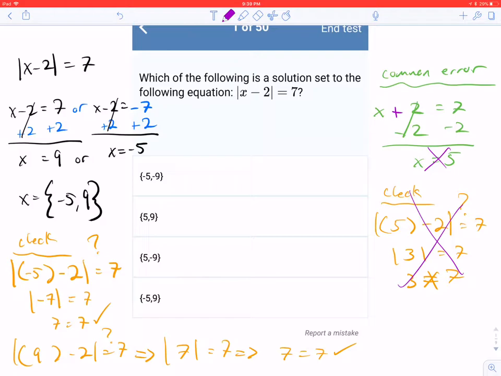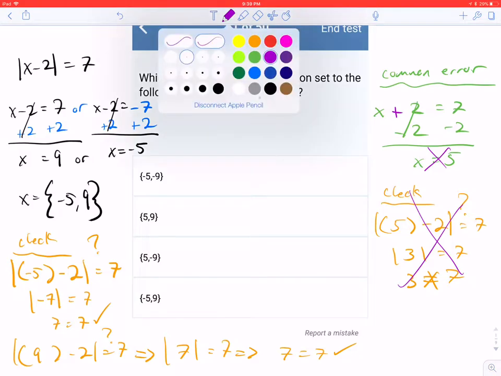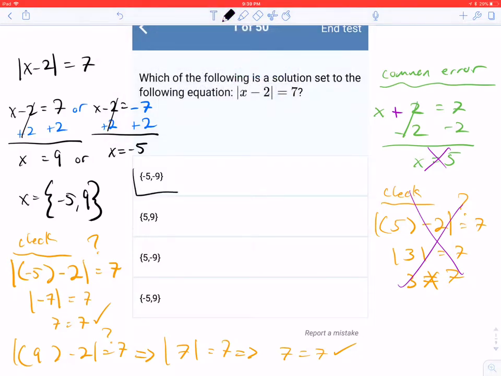Oh, so here we got negative 5 and 9. So I would say that the result is this one. Nope. Negative 5 and 9 is this one.